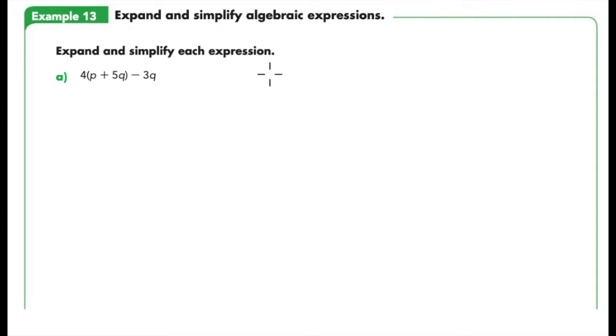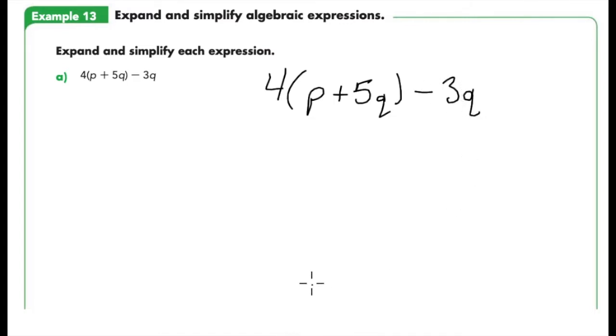In this expression, we have 4 times the sum of p and 5q, minus 3q. Our first step here would be to use the distributive property to remove this set of parentheses. So we're going to take 4 times p, which gives us 4p, and then 4 times 5q, which gives us a positive 20q. And then we're going to carry down our minus 3q.